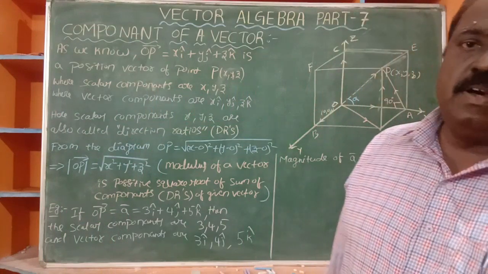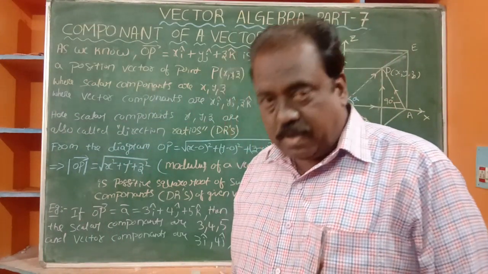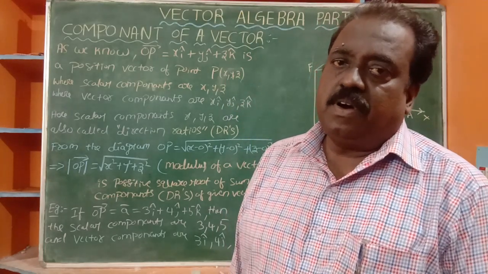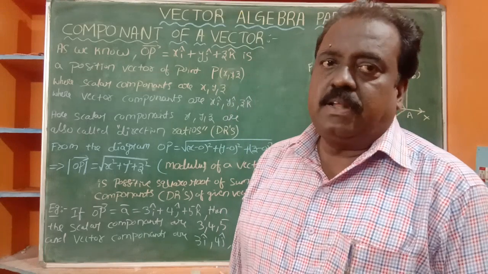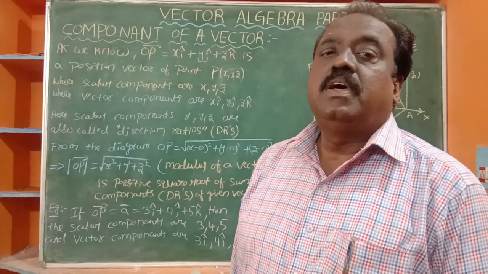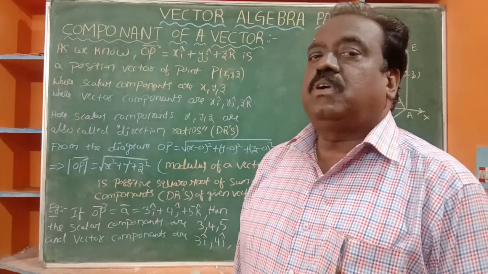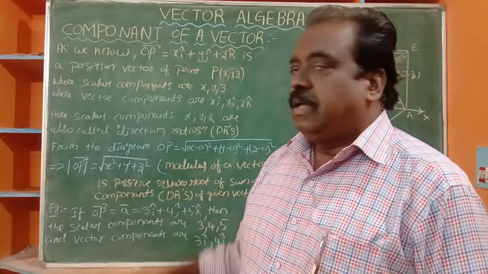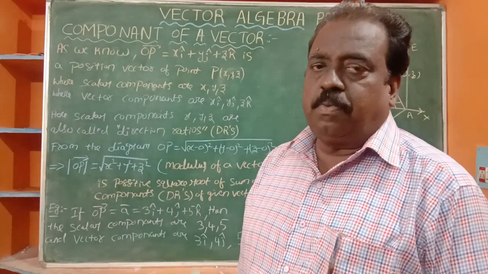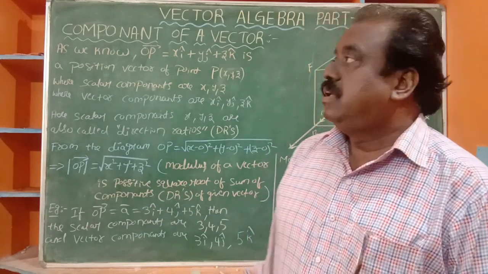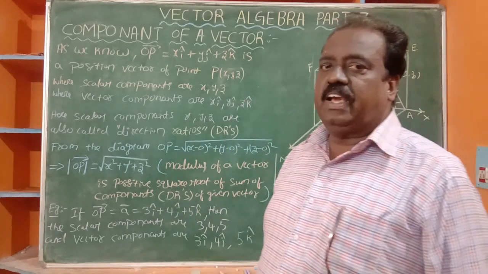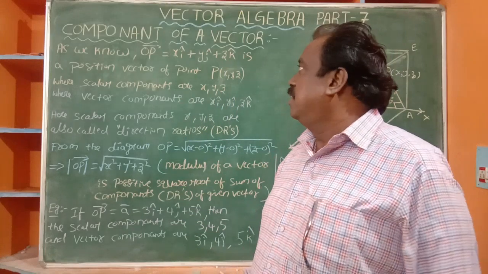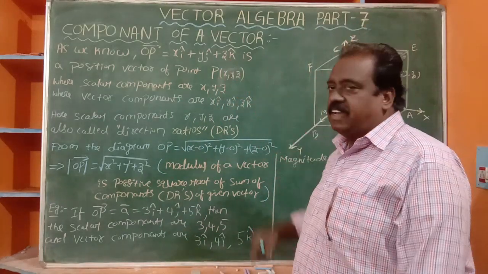We are in the chapter Vectors. We completed 6 parts. In these 6 parts, the definition of vector, types of vectors, and one exercise, that is 10.1, are completed. Now we are in the component of vectors. In the 6th part, I taught about the component of a vector. Once again, I want to repeat this theory. The component of a vector.